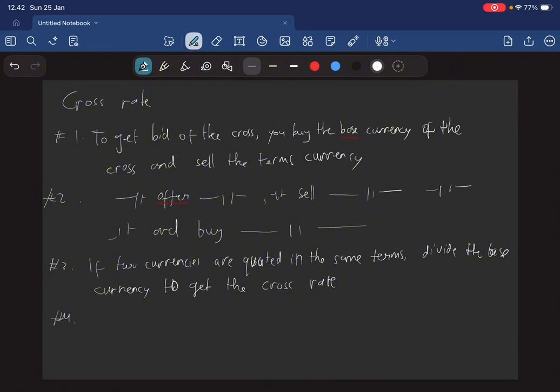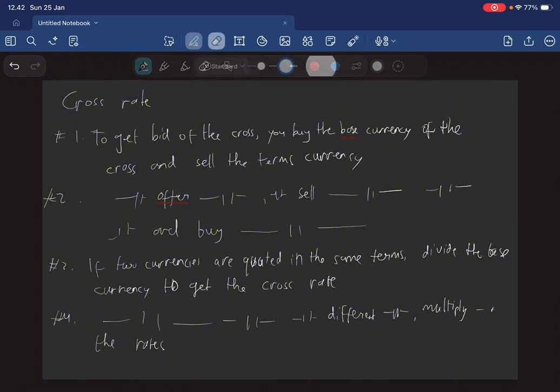Fourth, if two currencies are quoted in different terms, we multiply the rates to get the cross rate.